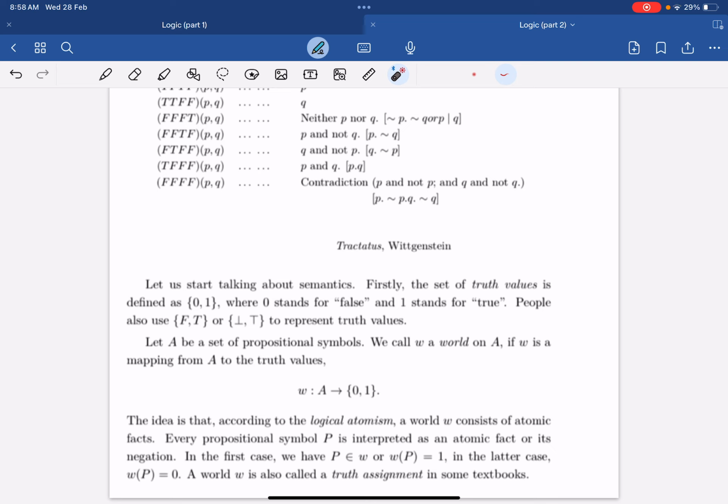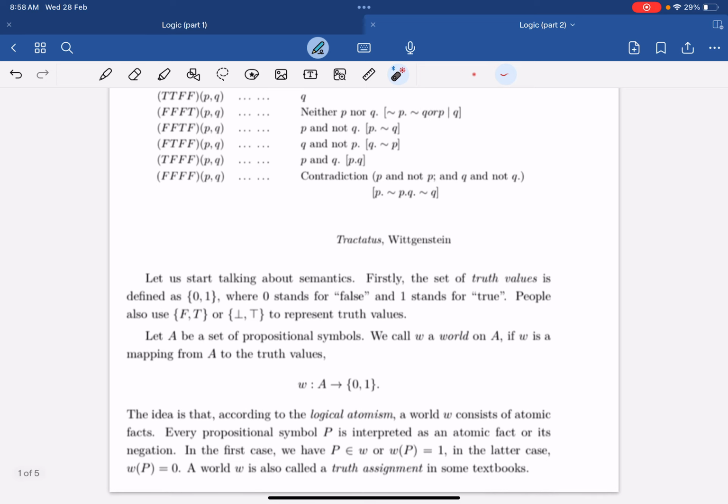So firstly, the set of truth values is defined to be 0 or 1. 0 stands for false and 1 stands for true. Or people can also use F and T. It doesn't really matter, 0 and 1 are just numbers. And then you let A be a set of propositional symbols, and we call W a world on A if W is a mapping of A to the truth values.